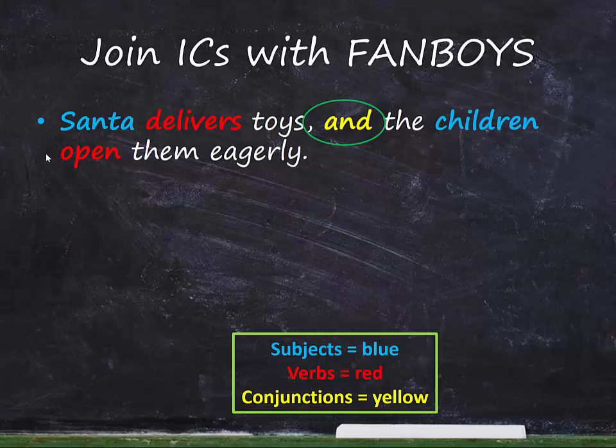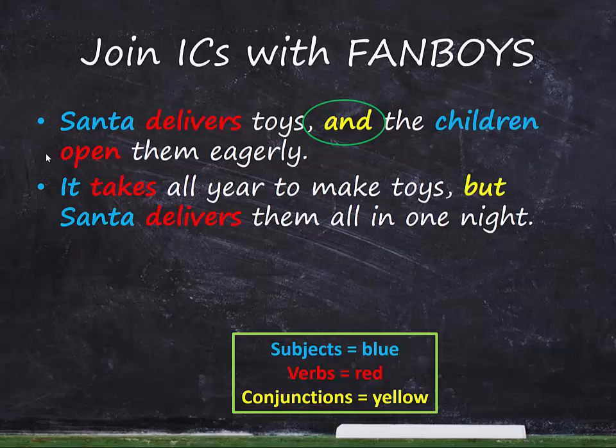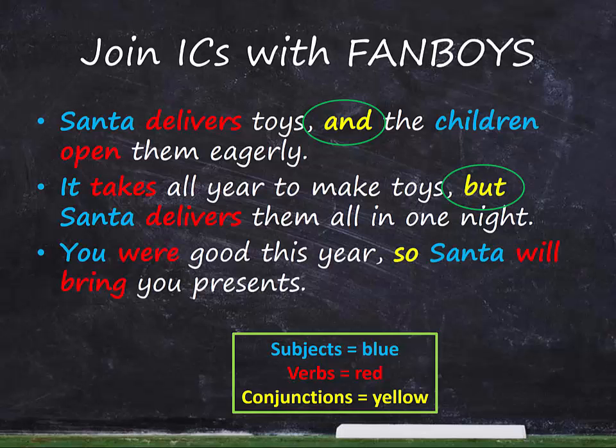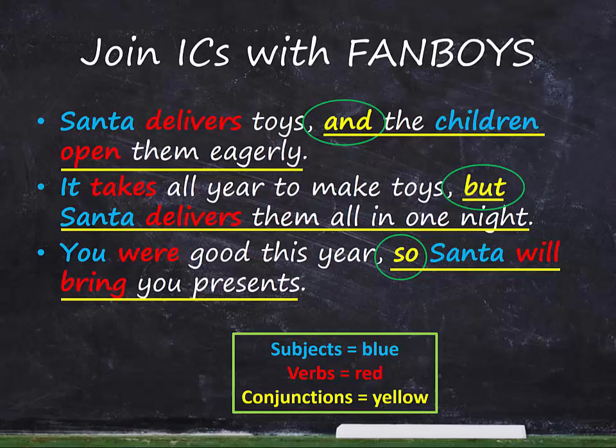Two more examples. It takes all year to make toys, but Santa delivers them all in one night. And you were good this year, so Santa will bring you presents. For each example, we have two independent clauses joined by a comma plus a FANBOYS conjunction. Therefore, the second independent clause in each case begins with a FANBOYS conjunction. Remember, it's generally considered a no-no to begin a sentence with one of those, so try to keep them between clauses. There are other ways to join independent clauses correctly, but we'll look at those in the next video, sentence types.